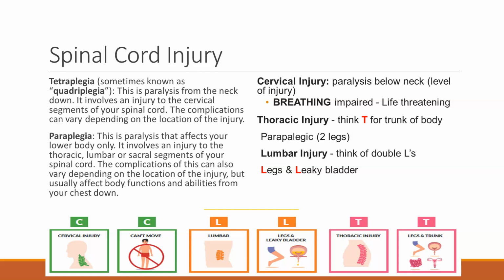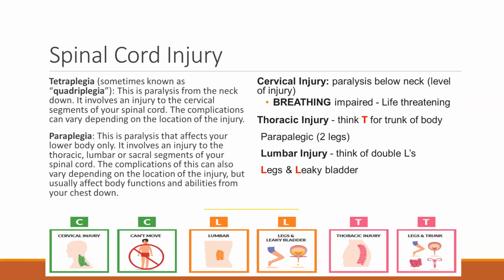It usually involves the cervical spinal column, and the complications are going to vary depending on where that injury is located. Paraplegia just means the lower two, so we're going to see loss of movement and sensation below that area of the injury. It's usually in the thoracic, lumbar or sacral segments of the spinal column.